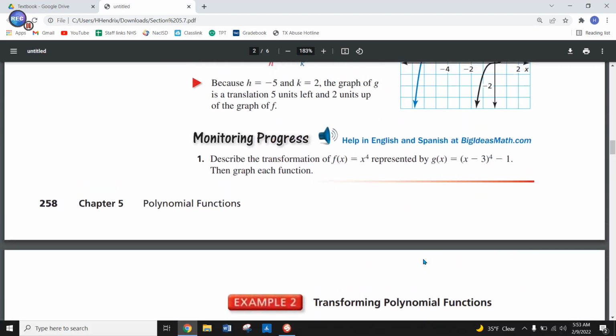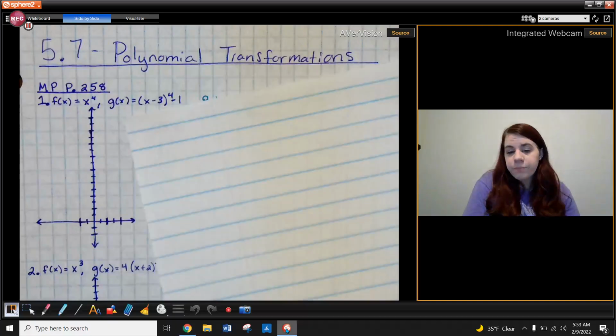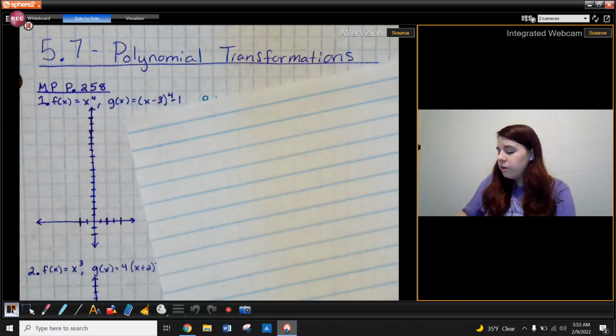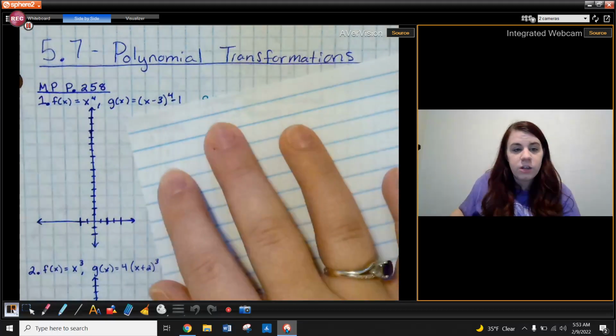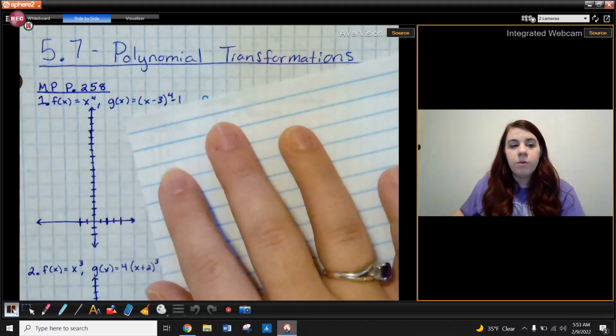So we're just going to jump into it. I'm going to go into problem number 1, which is on page 258. They say to describe the transformation f of x equals x to the 4th, represented by g of x equals (x minus 3) to the 4th minus 1. Then they want me to graph each function. So in this one right here, you can see I've got my f and my g.